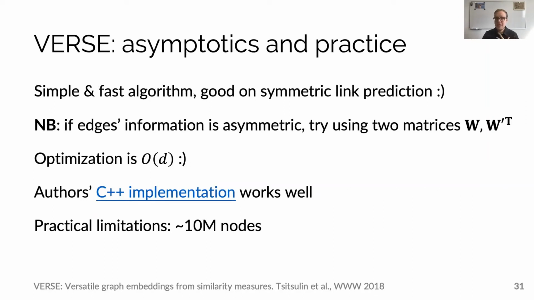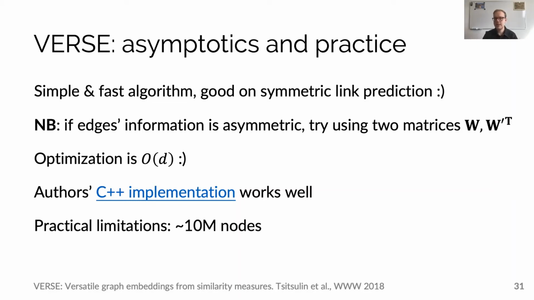To advertise myself, I would say that it's a simple and fast algorithm, and other people have verified that it's really good for some reason on symmetric link prediction. Sometimes if edge information is asymmetric, it's worth using 2 matrices instead of 1. I provide the implementation in the GitHub repo, and the optimization of the overall thing is the same as LINE and node2vec.